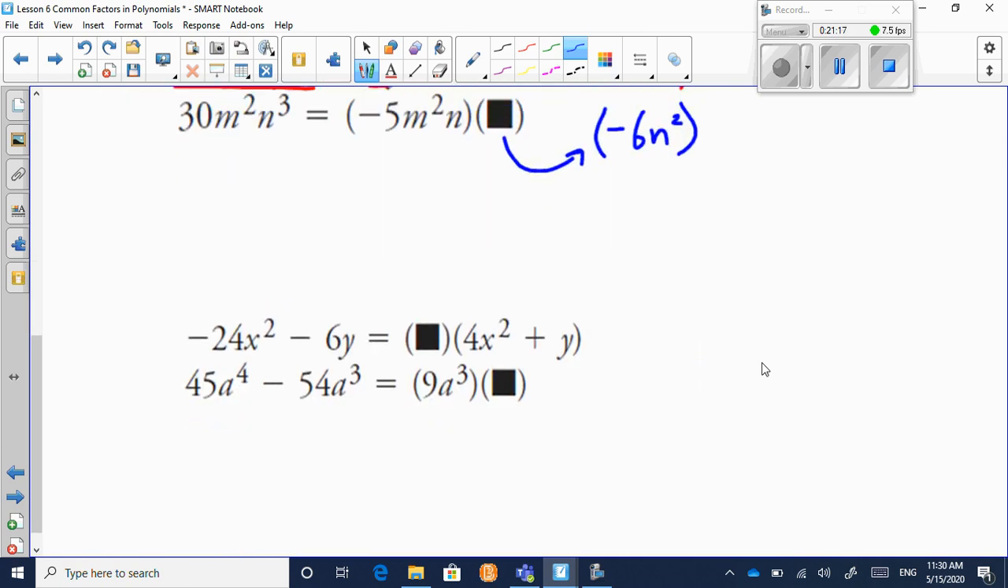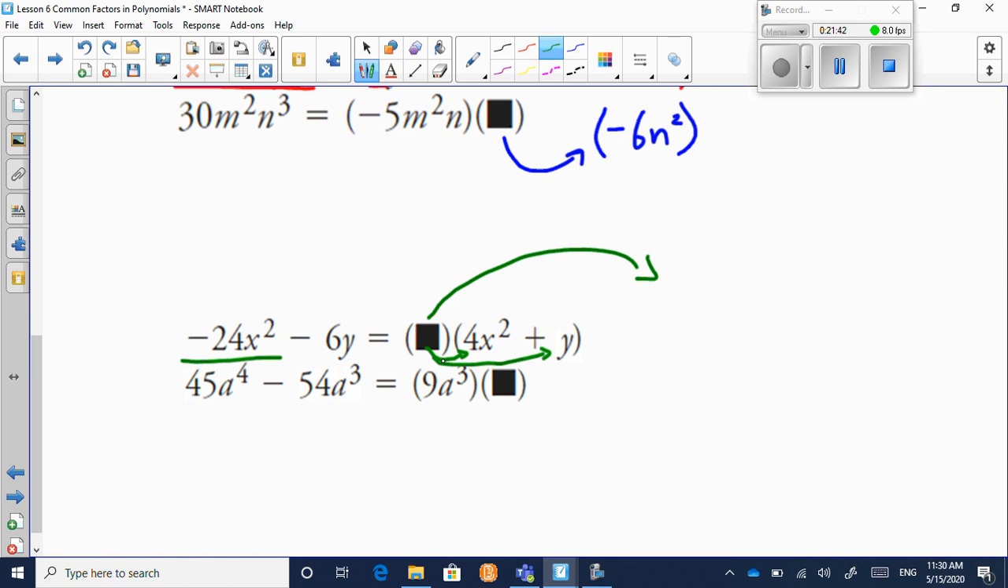And here's another one, just for you guys to see a few examples. What would the box have in it so that when you multiplied, and listen to this, you've got to use the distributive property. So when I multiply the box by 4x squared, you get negative 24x squared. And when you multiply the box by y, you get negative 6y. Okay, well, let's try this.